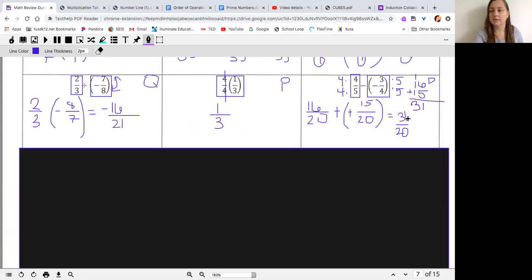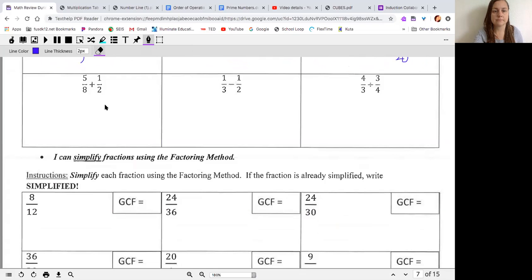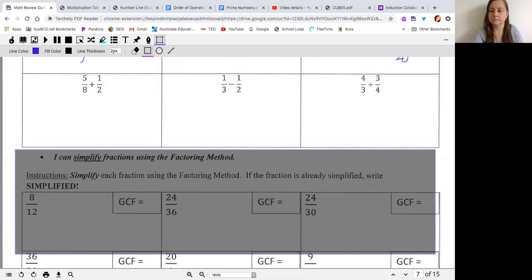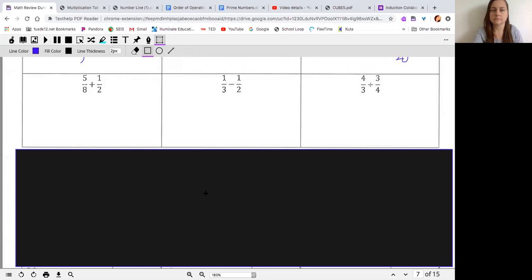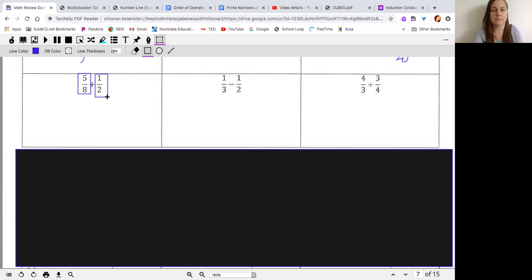Okay, again, 31 over 20 is all done. You can convert it to a mixed number, but I am not requiring you to. We have one more row. Cover up what we don't need to look at. Box in terms. 5 over 8 and 1 over 2.